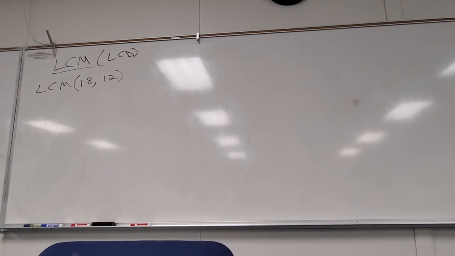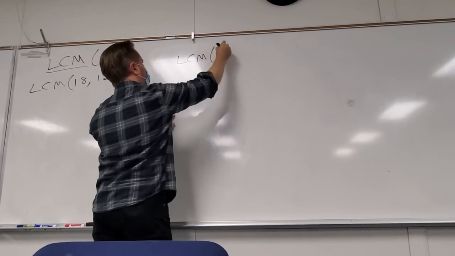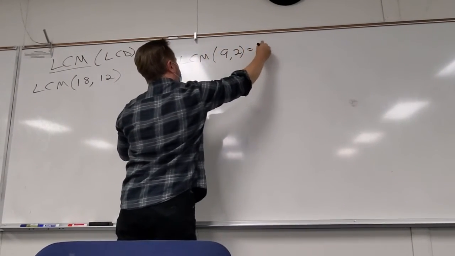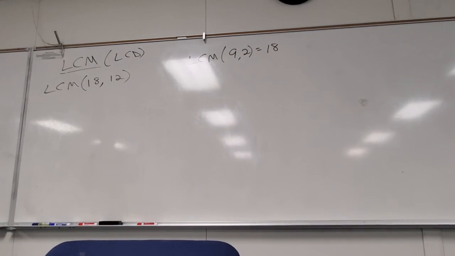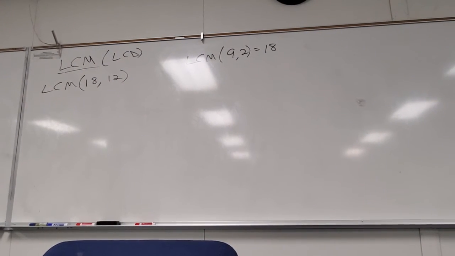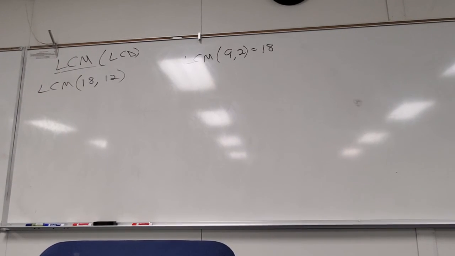Watch, multiply the two together. What's the LCM of 9 and 2? 18. Done. Why is it okay to multiply 9 and 2 together? Because 9 and 2 don't have any common factors.